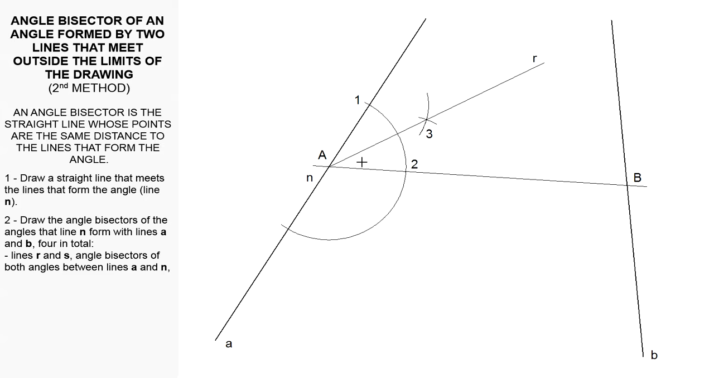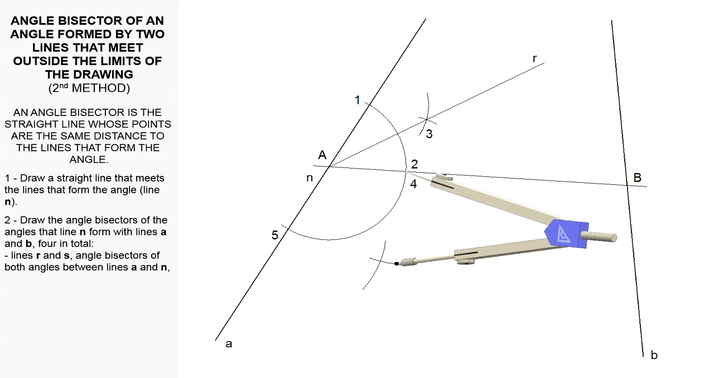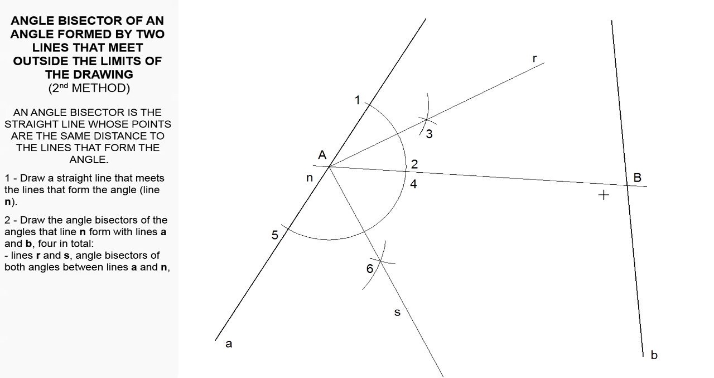Now we draw the angle bisector of the other angle that lines A and N form. Using these points 4 and 5 as centers, we draw two arcs the same radius long as we want, that meet at this point 6, being now able to draw the second angle bisector, this straight line S.